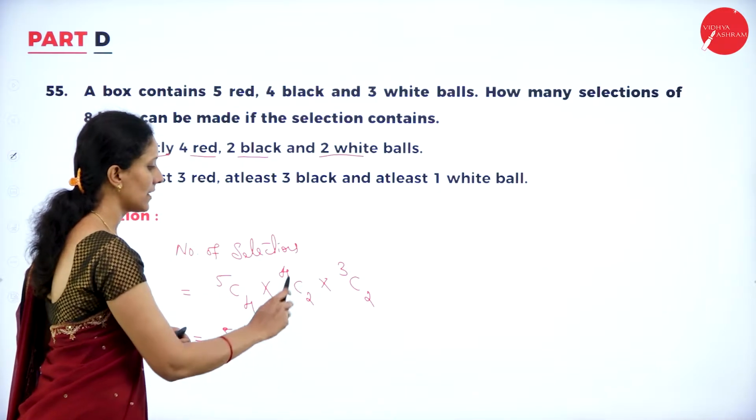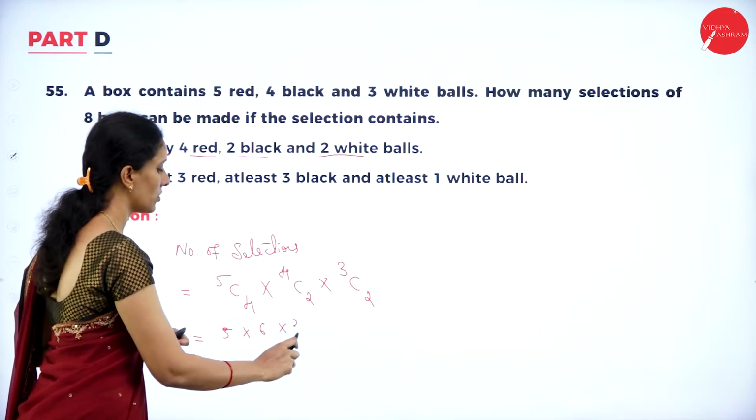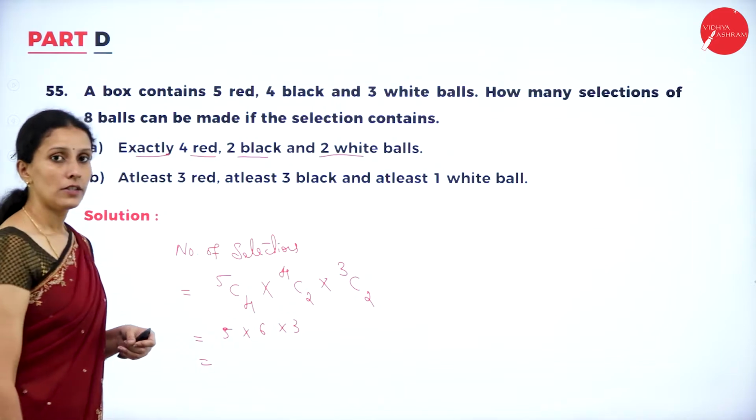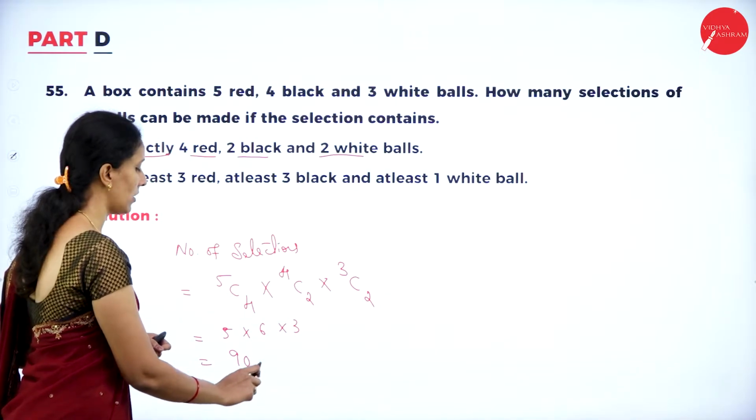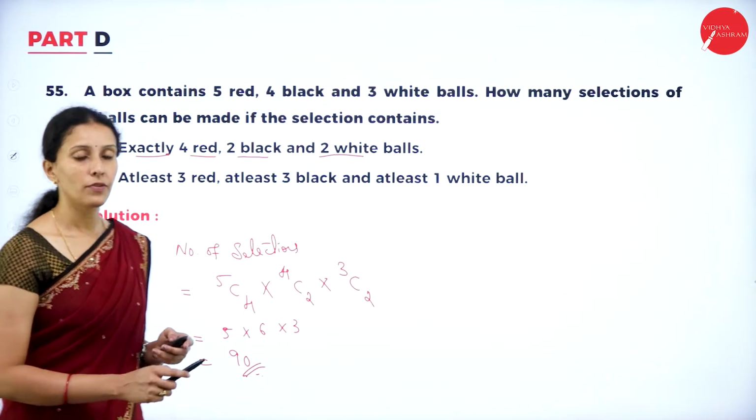So we have 6. And here we have 3C2, which is 3. So multiplying this, we get the value 90. So this is for the first one.